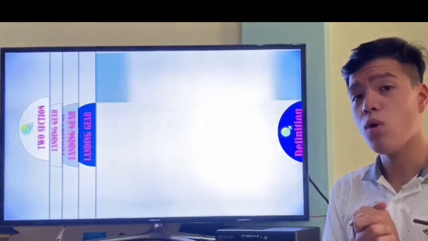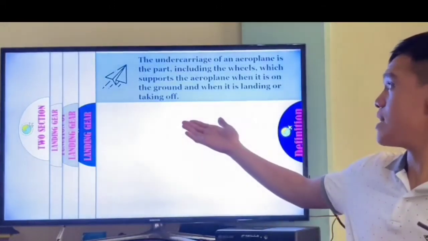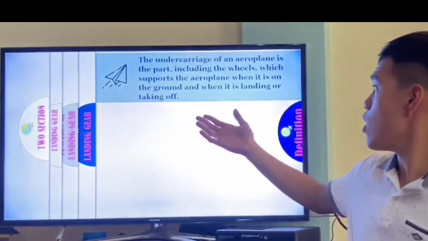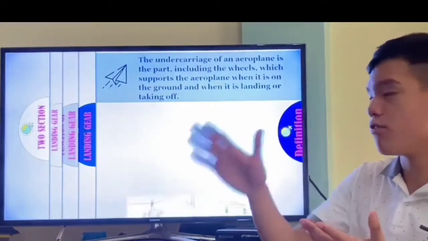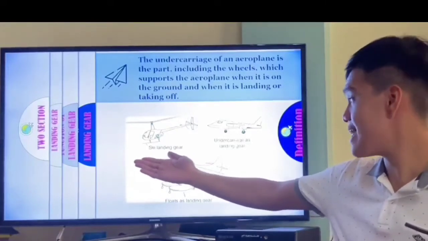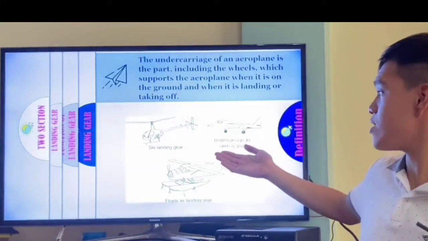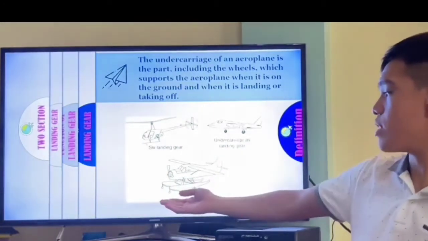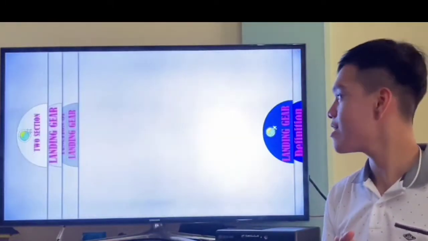So, let us define what is an undercarriage. The undercarriage of an airplane is the part including the wheels which supports the airplane when it is on the ground and when it is landing or taking off. The first figure shows a helicopter with a skid landing gear. The second figure shows a jet with the undercarriage as the landing gear. And the third one is a turboprop with the floats as landing gear, which is used for landing on water.